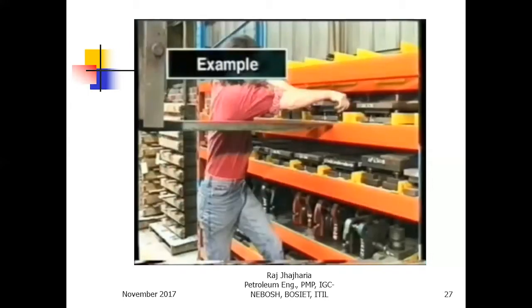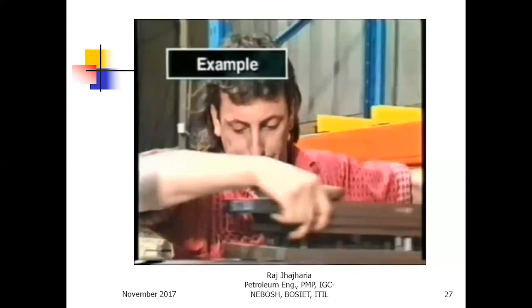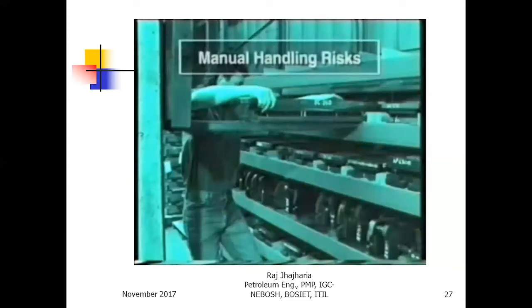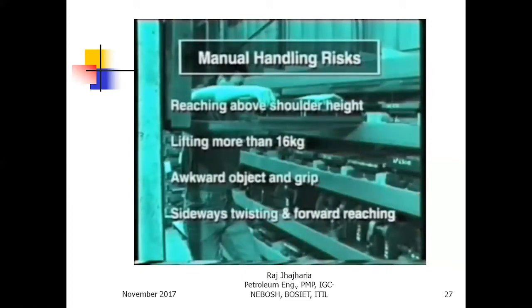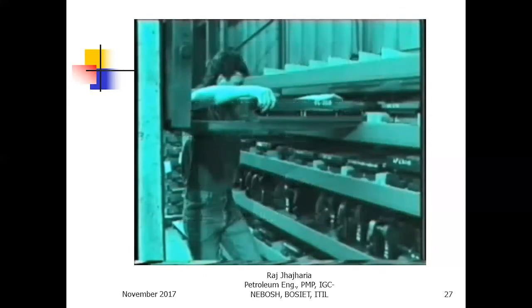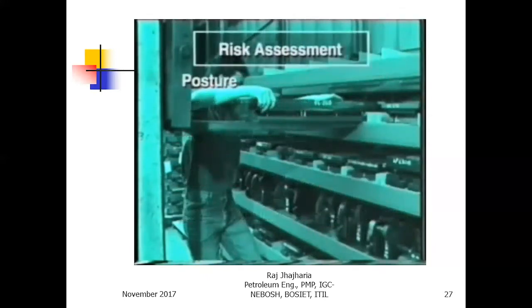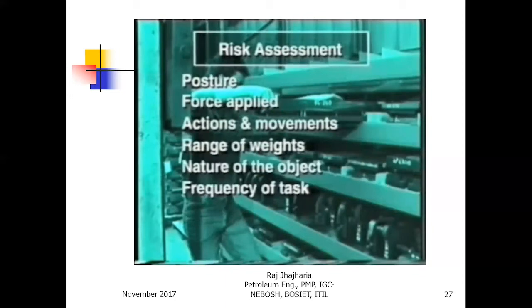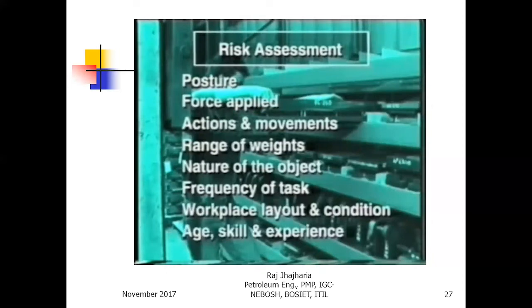Taking this situation as an example, see if you can identify the manual handling risks to this employee. An assessment of manual handling situations will include taking account of posture, the force to be applied, the actions and movements involved, the range of weights handled, the nature of the object, the frequency of the task, the layout and condition of the workplace, and the age, skill, and experience of the employee involved.